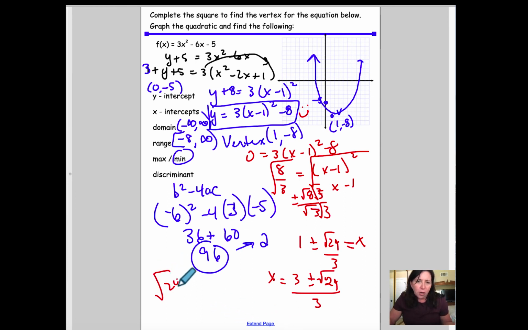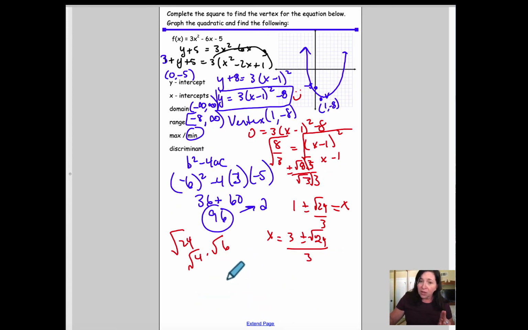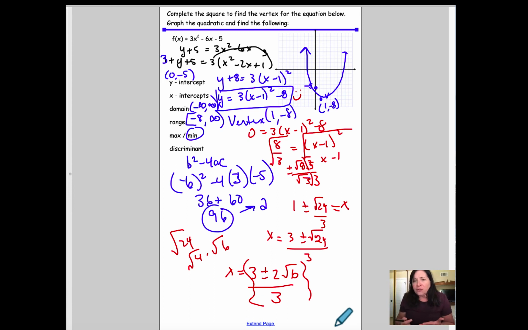The square root of 24 breaks down to the square root of 4 times the square root of 6. The square root of 4 is 2. So my final answer for my roots, in exact form but not in decimal form, would be x equals 3 plus or minus 2 root 6, all over 3. And actually, I would need to find those answers, like the roots.